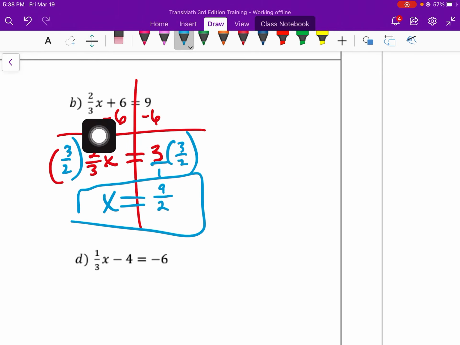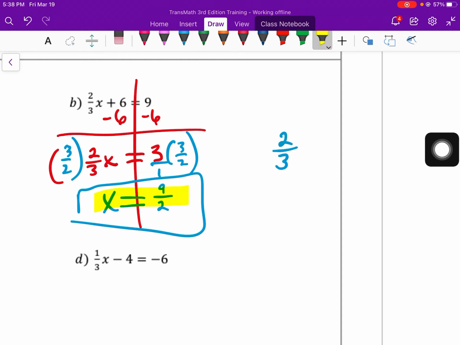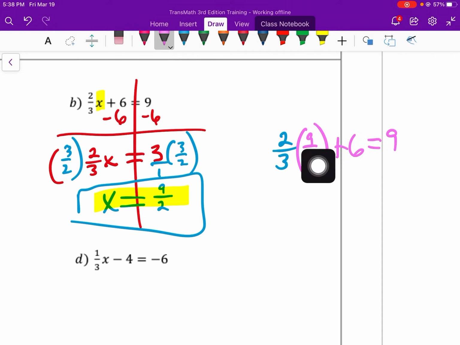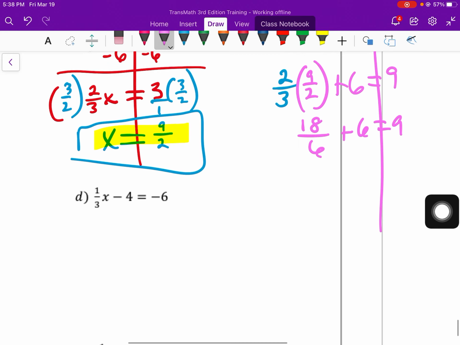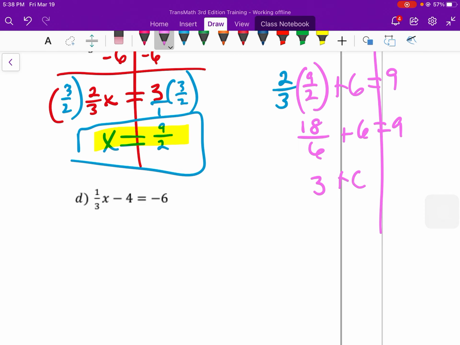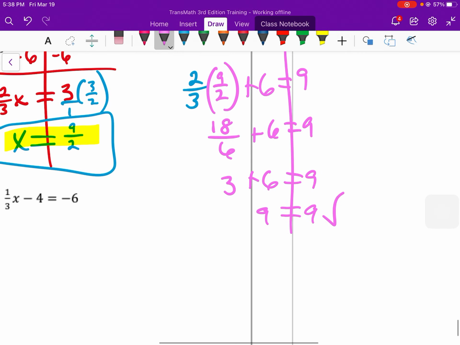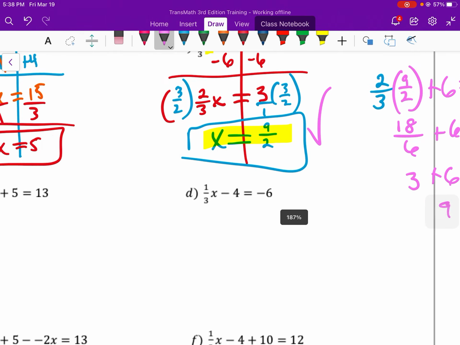Let's check it. Let's just see if when we plug in 9/2 for x, we get 9 out. So it'll be 2/3, I'm plugging in x right here, times 9/2 plus 6 equals 9 is what we should get here. So this becomes, we multiply straight across, 18 over 6 plus 6 equals 9. We can simplify my quotient for order of operations to balance. 18 divided by 6 is 3, plus 6 equals 9. So look at that, it is true. So it is going to be a fraction or a rational number.